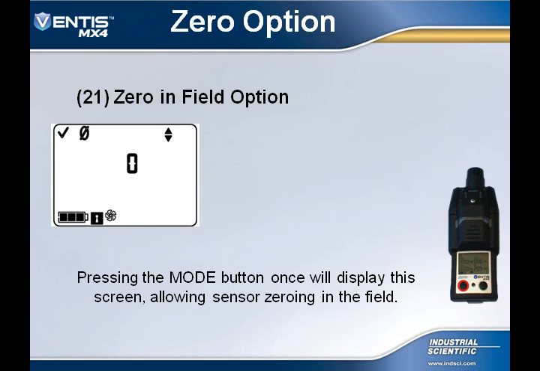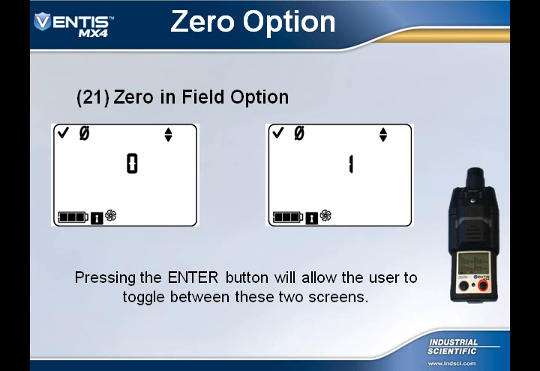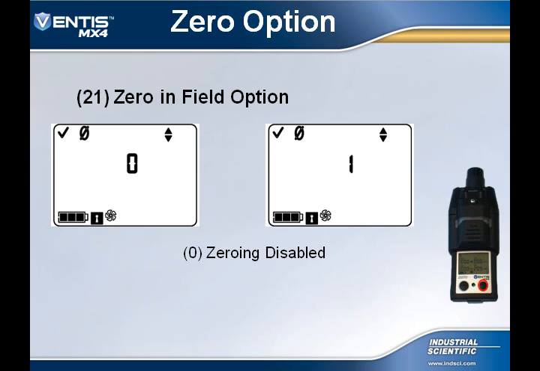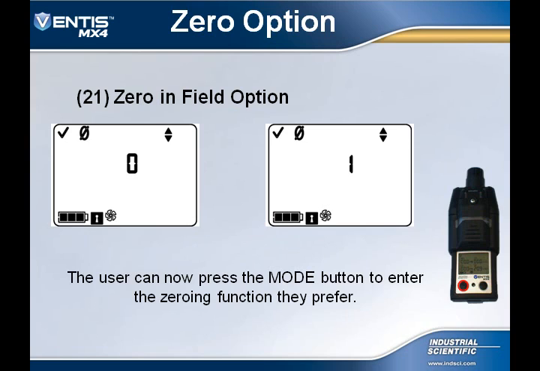The next screen displayed is the Zero Lock mode. This allows the user to zero the instrument in the field. Pressing the Enter button allows the user to toggle between 0 and 1. Entering a 0 in this mode disables zeroing the instrument in the field. Entering a 1 in this mode enables zeroing the instrument in the field. Pressing the Mode button allows the user to turn the zeroing in the field on or off.